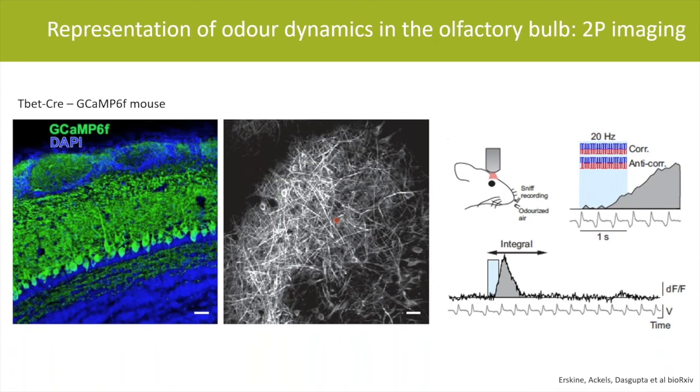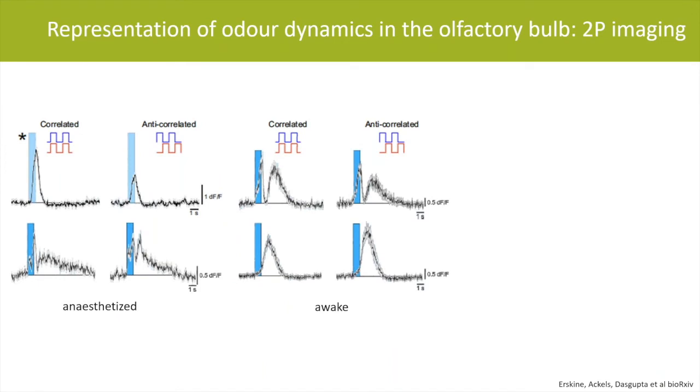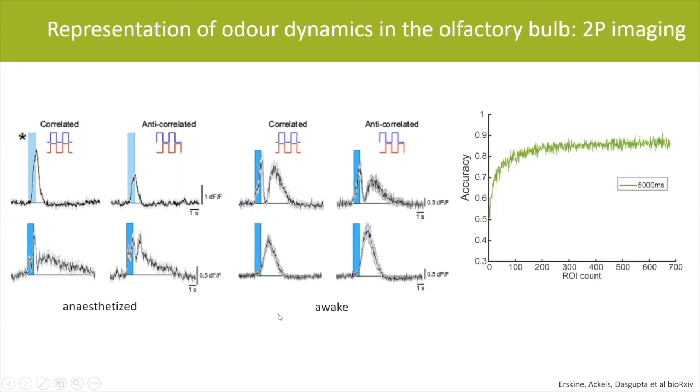We present 20 hertz correlated and anti-correlated stimuli in these animals and then try to understand how the integral, or the amount of activity in these neurons for the specific stimuli, helps us understand the difference between the two stimuli. What we see from these examples is that tens of neurons in the bulb could encode the correlated and the anti-correlated in a different fashion, as you can see in these cases. This happens both in the anesthetized and the awake conditions.